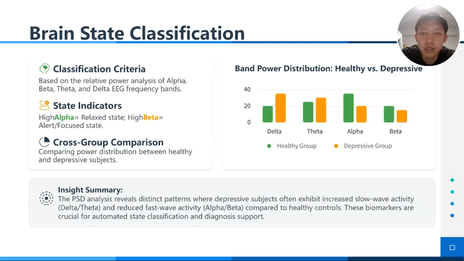By comparing the band power distribution between healthy and depressive subjects, as shown in the chart on the right, we can observe significant differences. Specifically, we often see higher delta power and lower alpha and beta power in depressive subjects, which helps us differentiate their brain activity patterns.